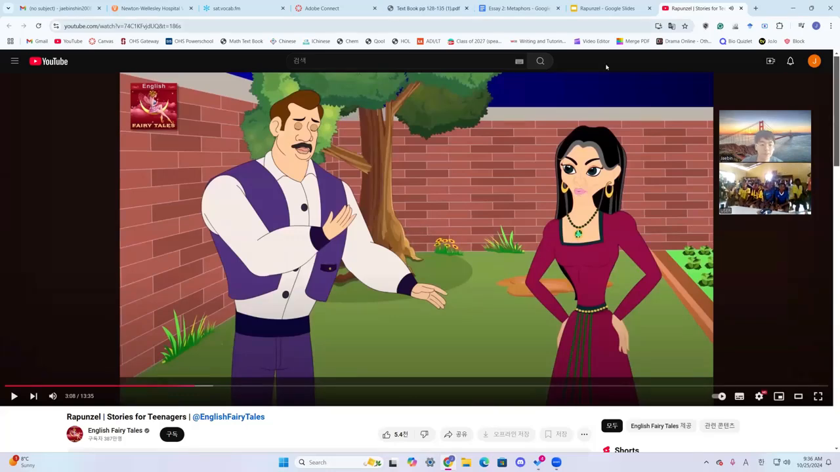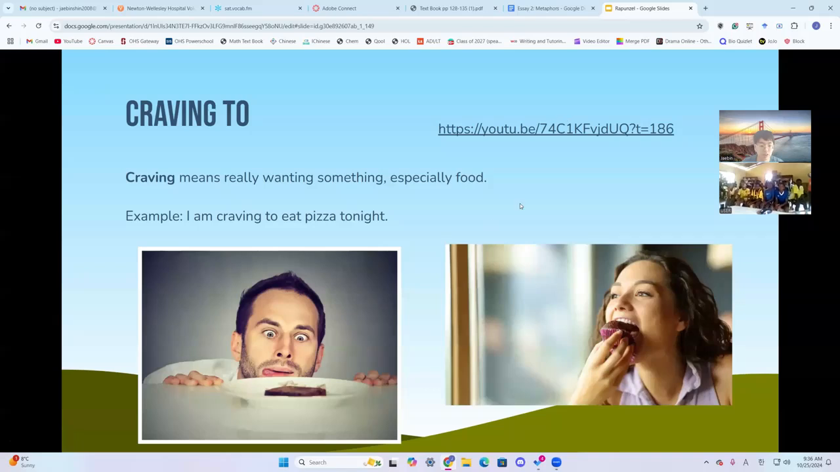It is used to describe the woman. The woman was craving to eat some of the lettuce, meaning that she really wanted to eat the lettuce. It's the word craving: craving to do something.